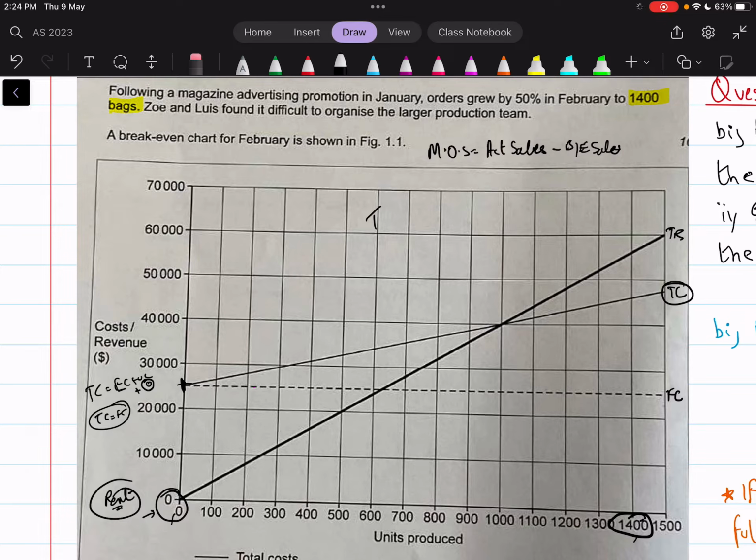Break even means where total revenue equals your total cost. In this graph, we can clearly see the point of intersection. So TR equals TC over here, which means your break even is 1000. So actual sales 1400 minus 1000 break-even sales, the margin of safety is 400 units.